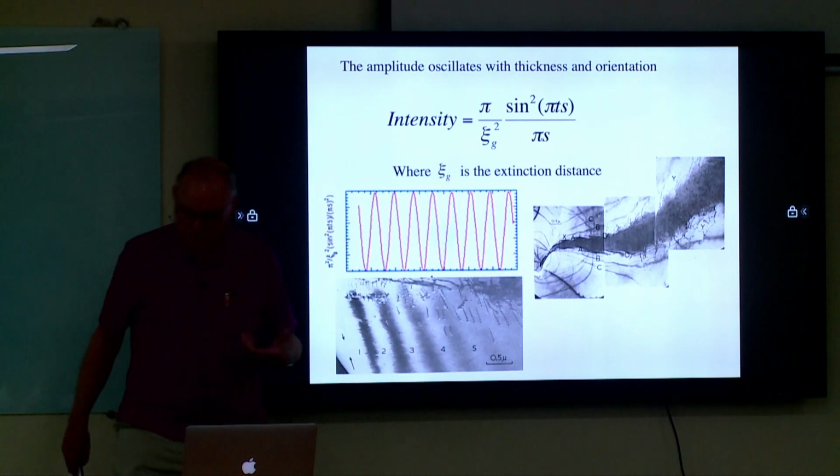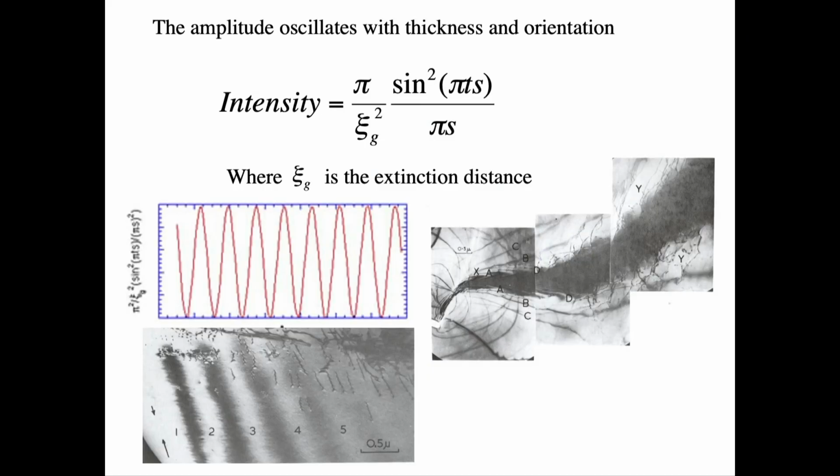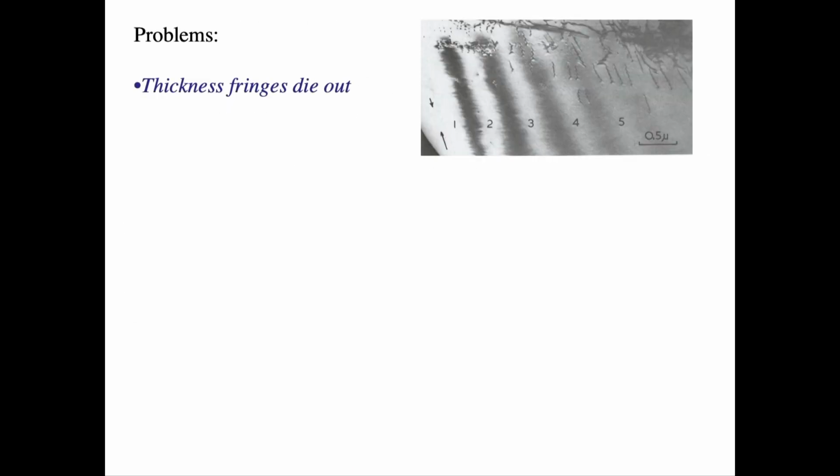So you might think that looks pretty good, that we can predict both the change in intensity with thickness and with orientation. Here's the rub. You notice that our fringes die out.